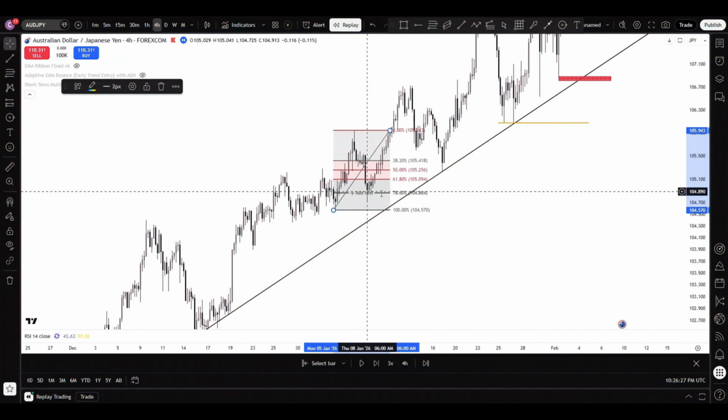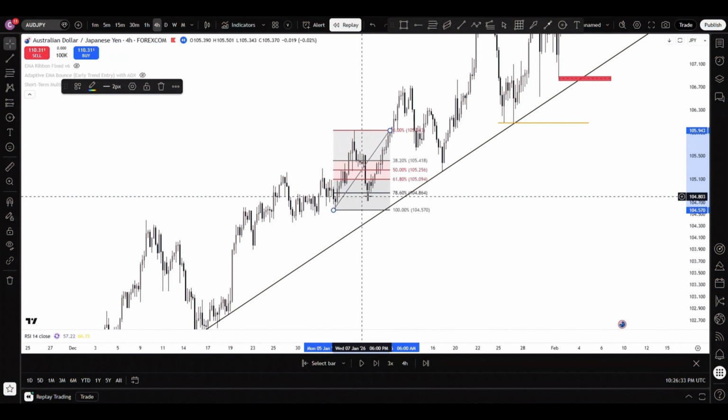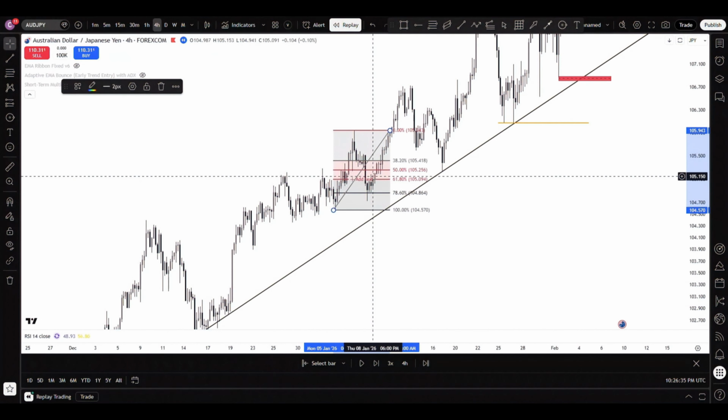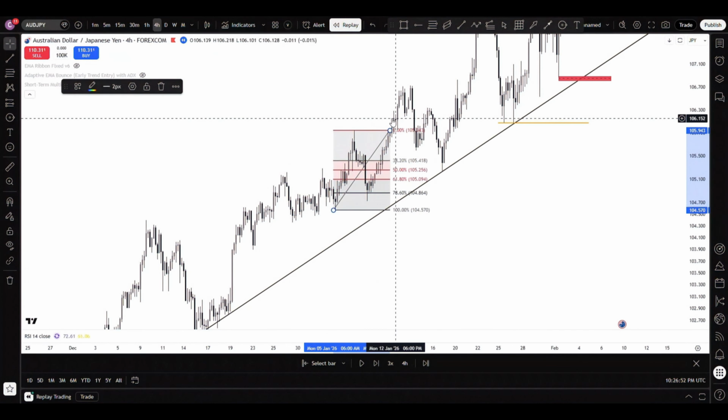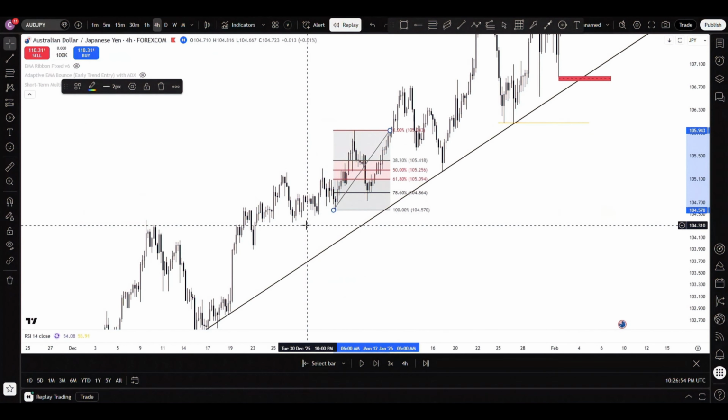price found support at a 78.6, which would be too steep of a pullback for me to take an entry right here. So my entry wouldn't be here, but it would probably be in this area when I see price starting to move back up to the upside. Because the moment I see price closing above the 61.8 or closing above the 50% or closing above the 38%, then I would be like, okay, we're going up, let's take a buy trade.